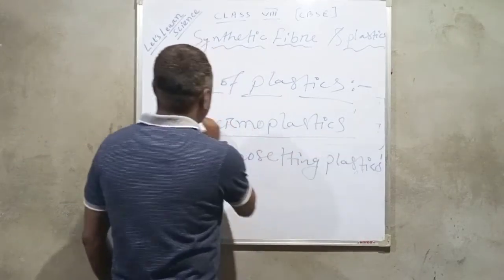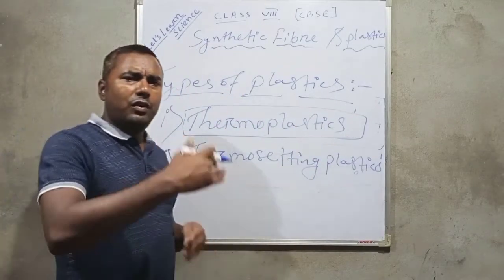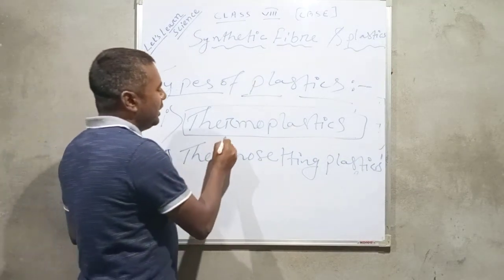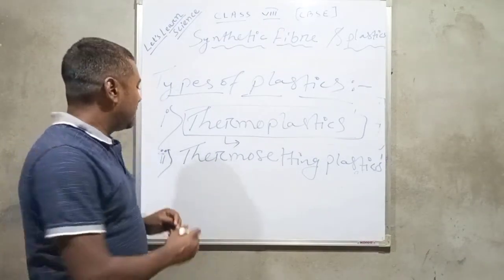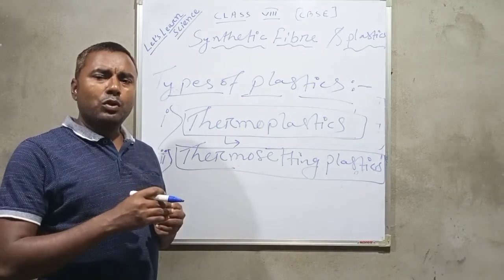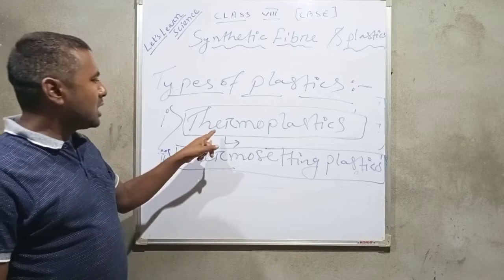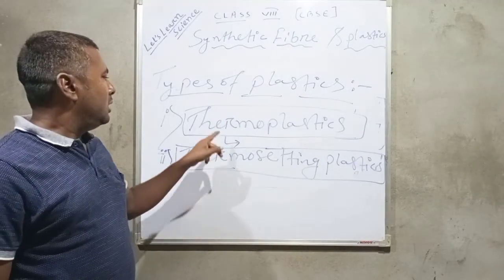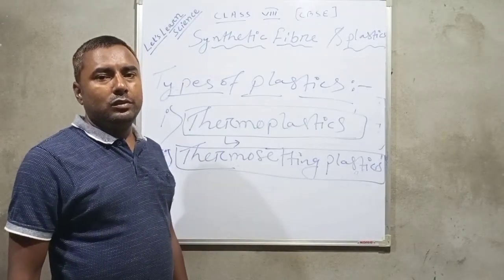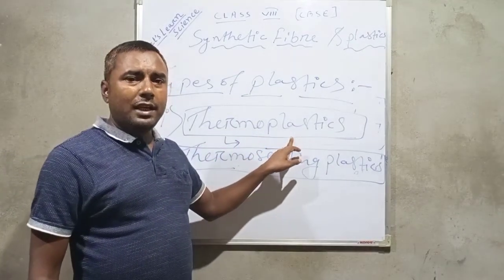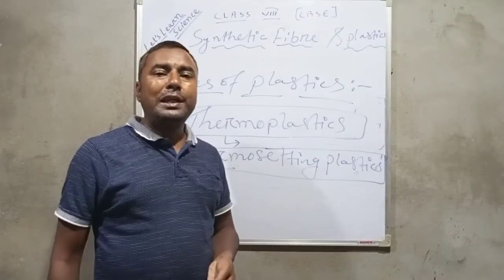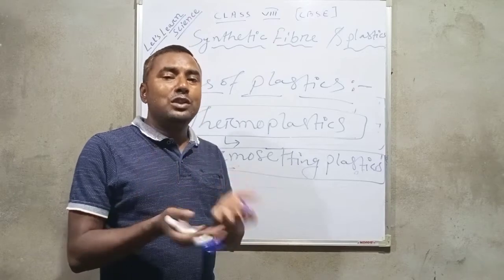In thermoplastics, what type of patterns are found? They are linked together by linear pattern. On the other hand, thermosetting plastics are linked together with cross-linked pattern. The basic difference between these two types is that thermoplastic gets melted on heating, but thermosetting plastic does not get melted on heating. That's why thermoplastic can be recycled, reshaped, or remolded. On the other hand, thermosetting plastic cannot be remolded. That means it cannot be reshaped, as it doesn't get melted on heating.